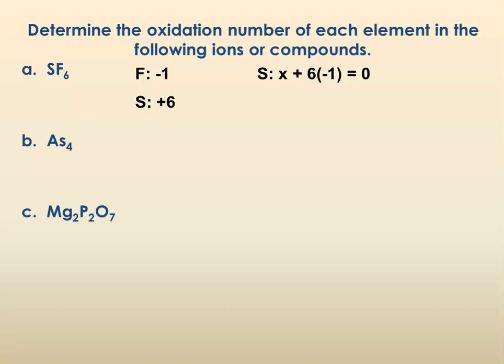In letter B, we have an element by itself. I don't care if it's monatomic, diatomic, tetraatomic. If it's by itself and there's no charge associated with it, its oxidation number is 0.